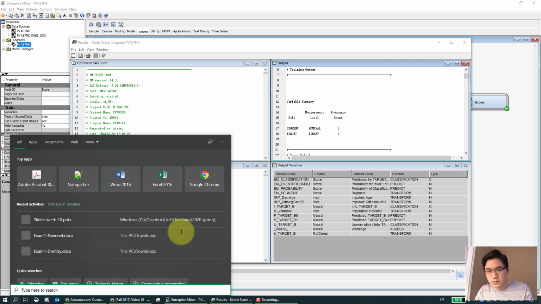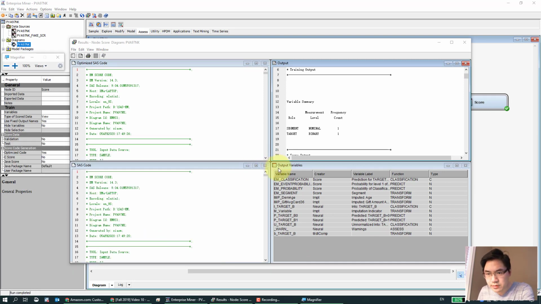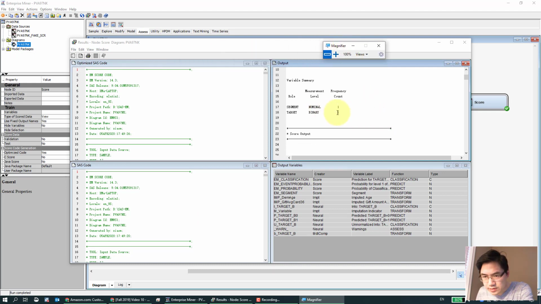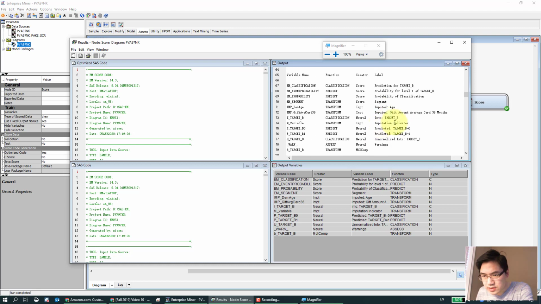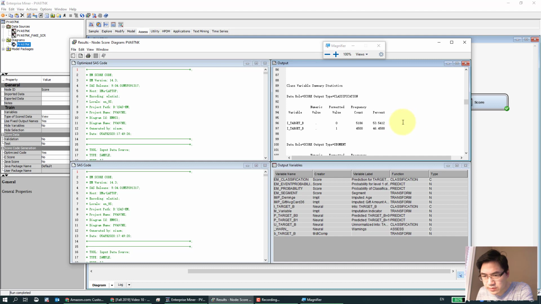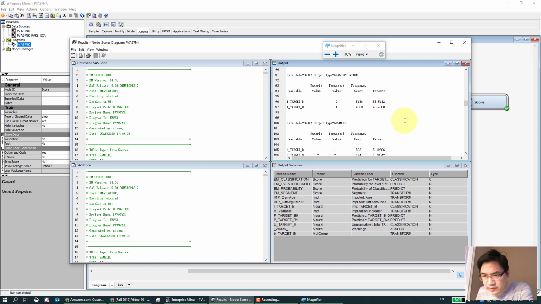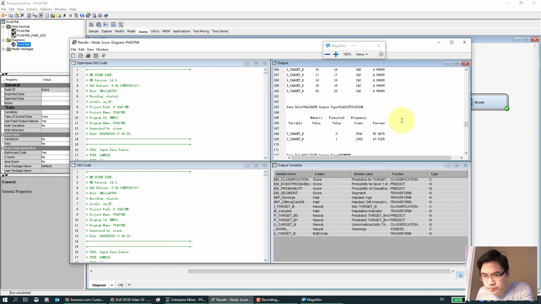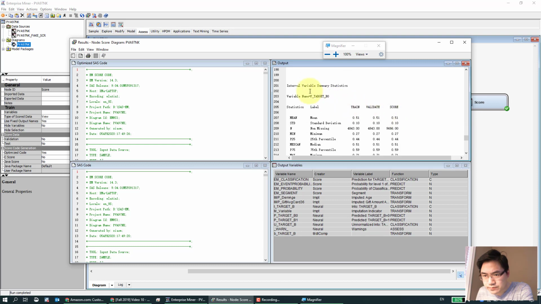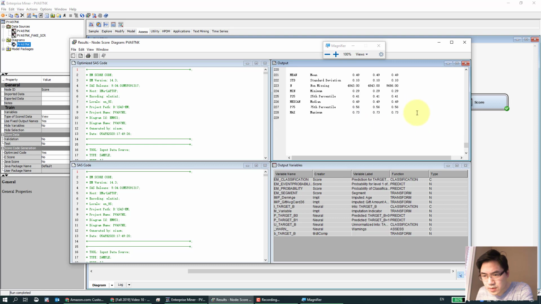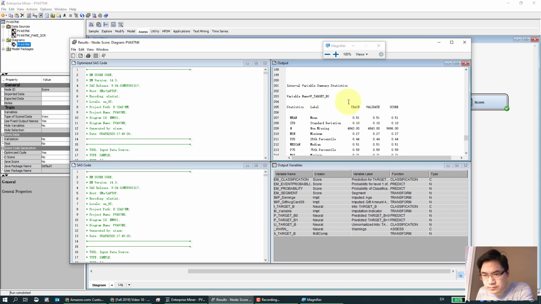So let's do the magnifier here. Where is it? Okay. And target is a binary variable. And let's take a look at whether or not there are important outcomes here. Important results. Class variable summary.